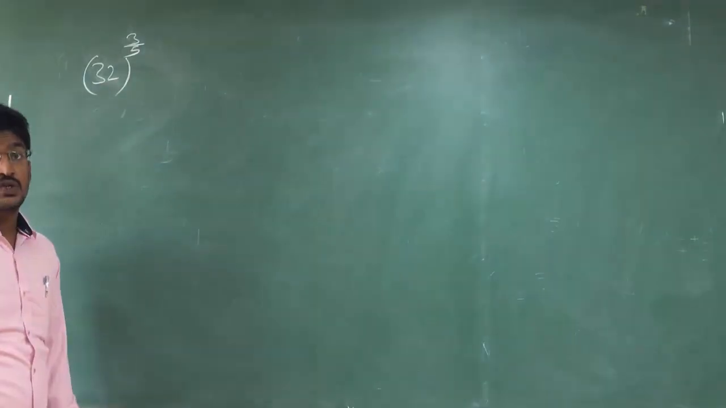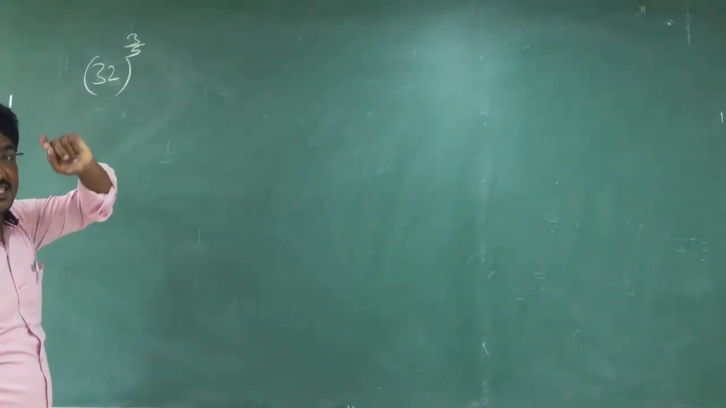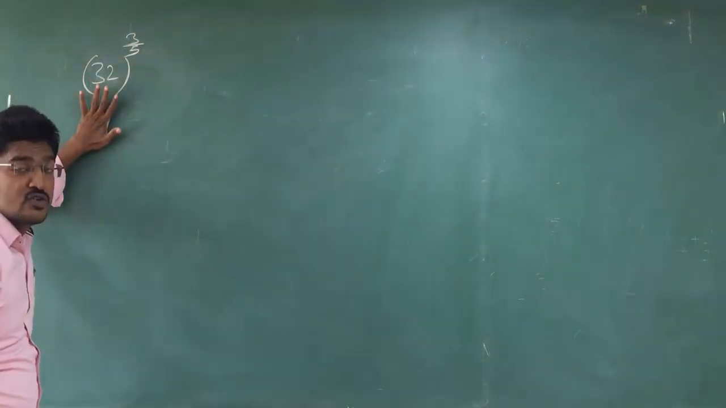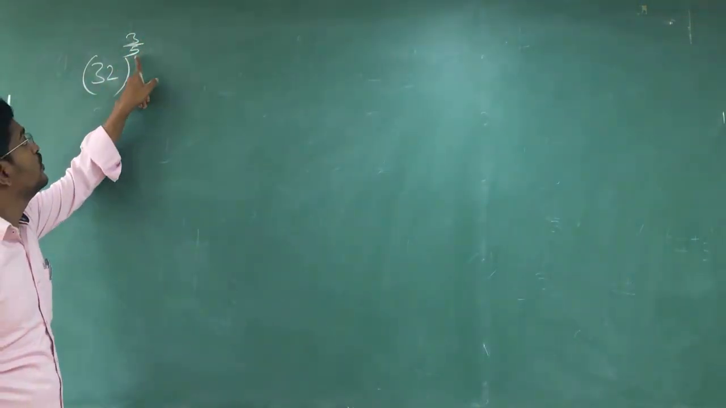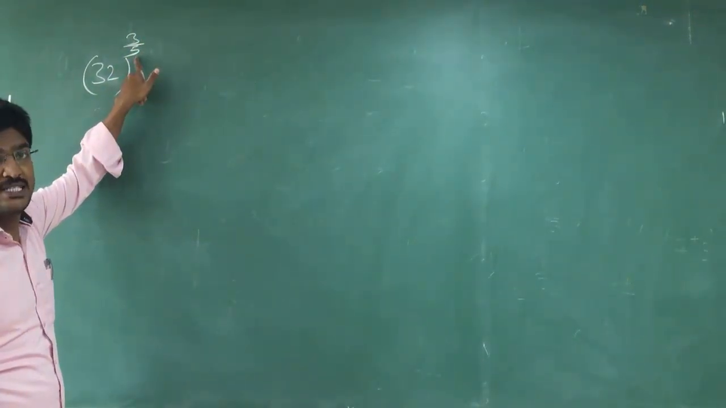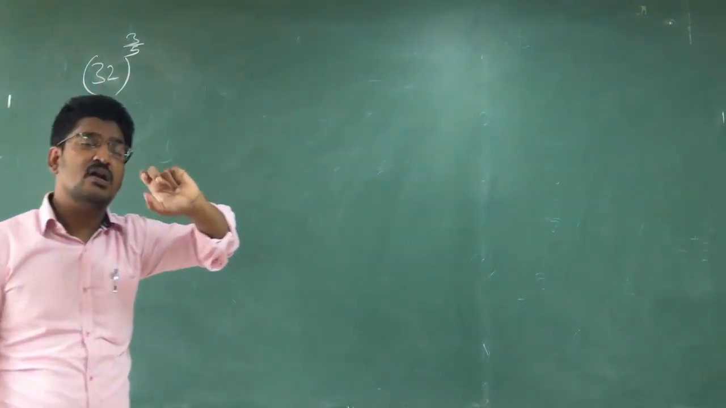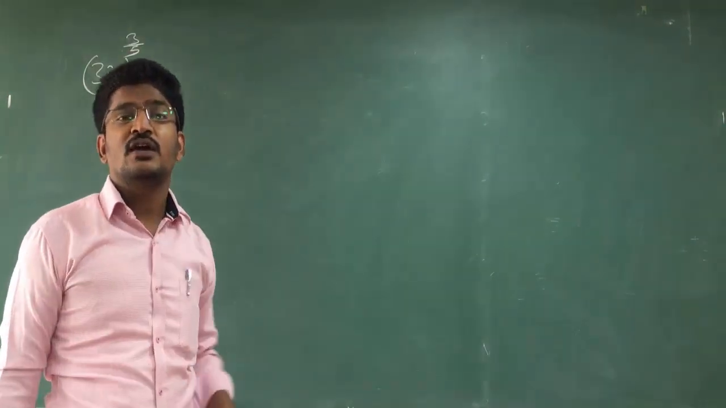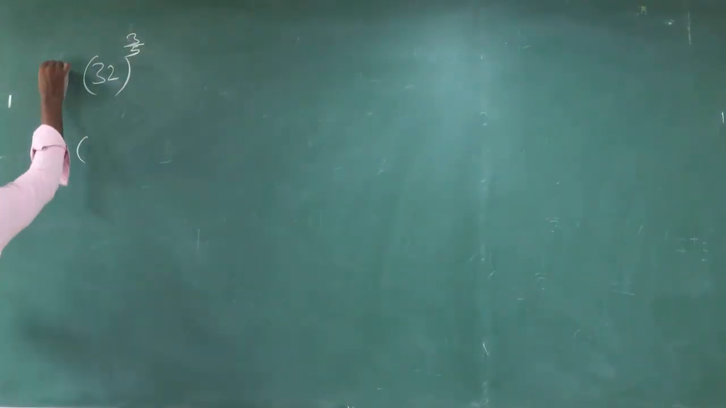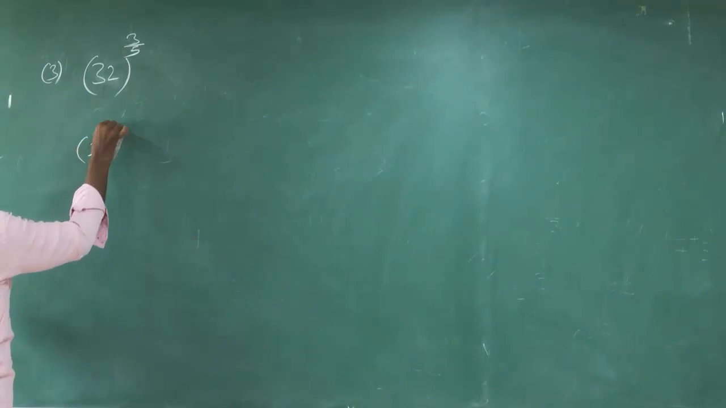Okay students, so now we have to simplify 32 to the power of 3 by 5. As I said, whenever you are solving this type of problems, you observe this number. Here what you have? 5. That means this 32 has to be written as some number to the power of 5. That is what, as you have seen in the previous problem, 32 can be written as 2 to the power of 5.